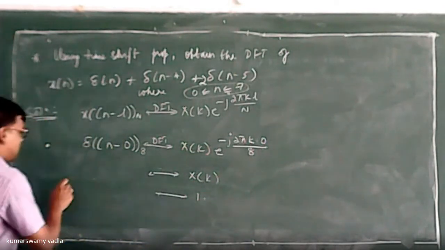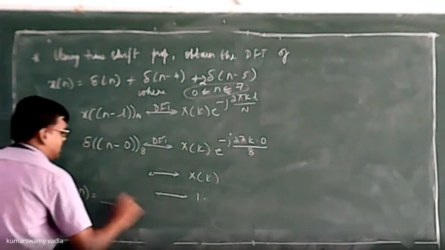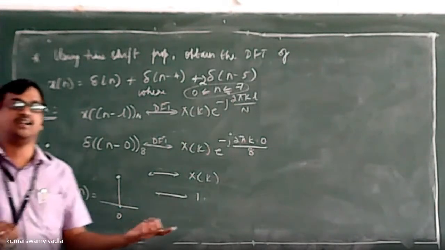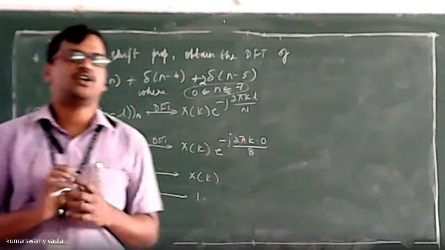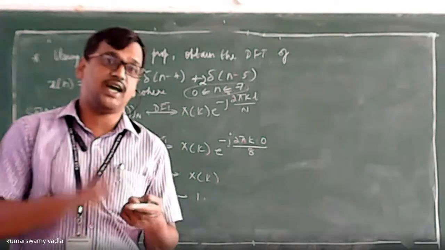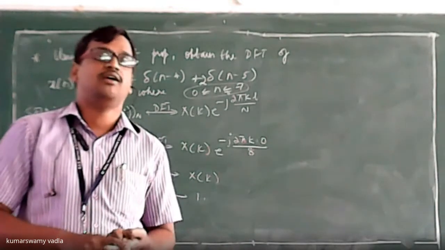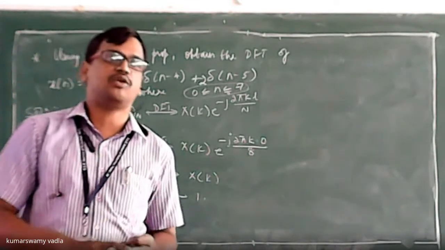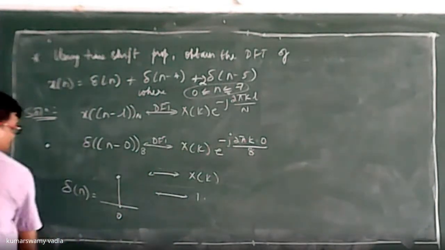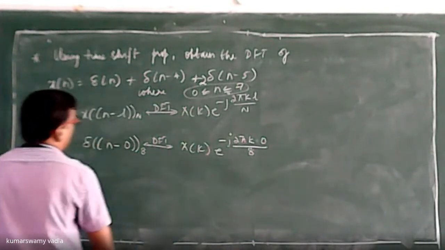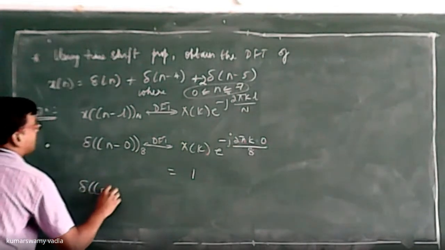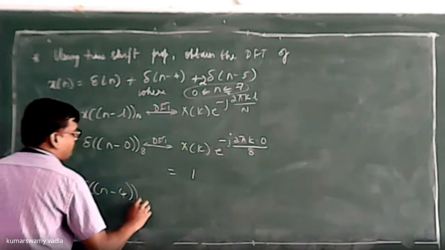See here, friends, delta n means it will be 1 at 0. Then the DFT of delta n is 1. Yes or no, students? DFT of delta n, Fourier transform of delta n, Z transform of delta n, Laplace transform of delta n, all are 1 only. So this is equivalent to 1.